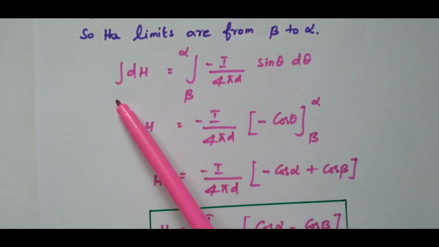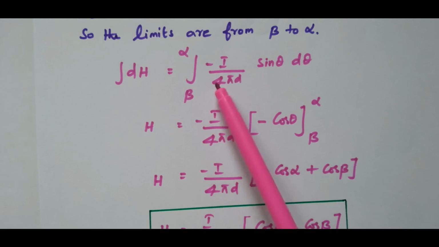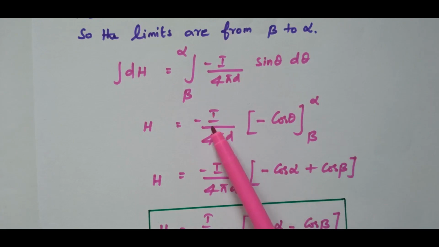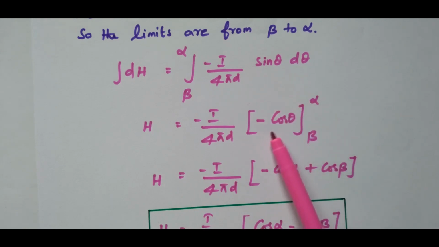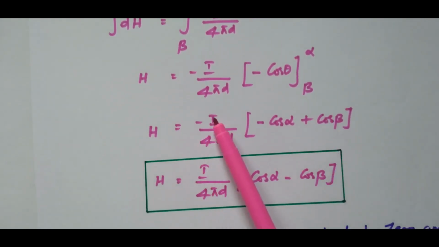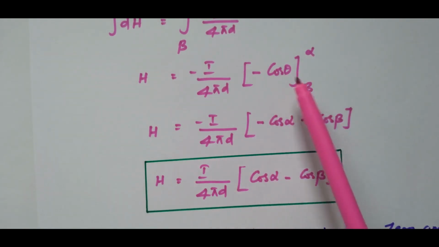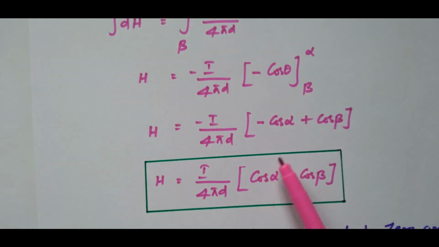So integral dH equal to integral beta to alpha of minus I divided by 4 pi d into sin theta d theta. Minus I divided by 4 pi d is constant, taken outside. Only we have sin theta. Integral of sin theta is minus cos theta. You substitute the limit beta to alpha. So minus I divided by 4 pi d into minus cos alpha. While substituting the lower limit, one minus will be there. Already one minus is there. So it becomes plus cos beta. Minus cos alpha plus cos beta.